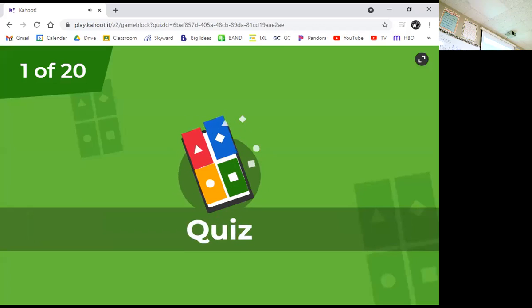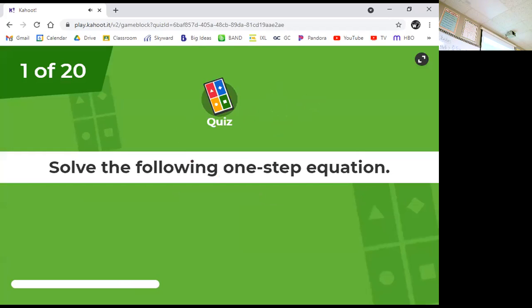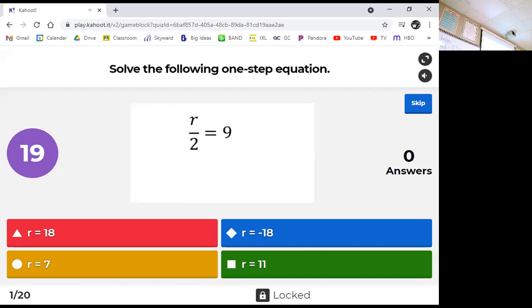All right, the first one here says solve this 1-step equation, and it's r divided by 2 equals 9. So think about what the opposite of dividing by 2 is, and then do that to both sides. Is it r equals 18, r equals negative 18, r equals 7, or r equals 11?